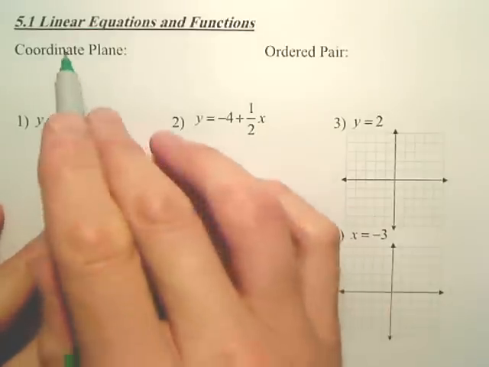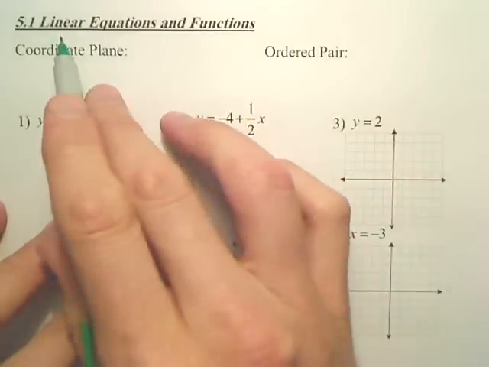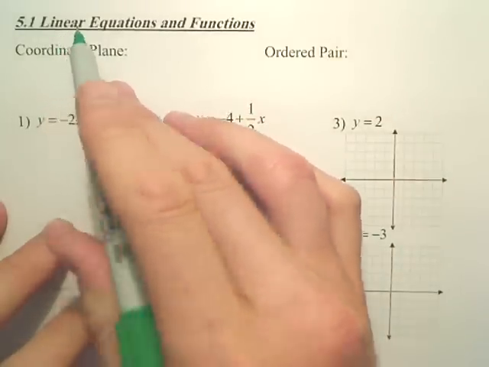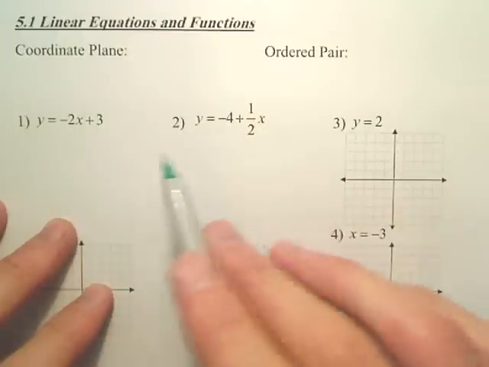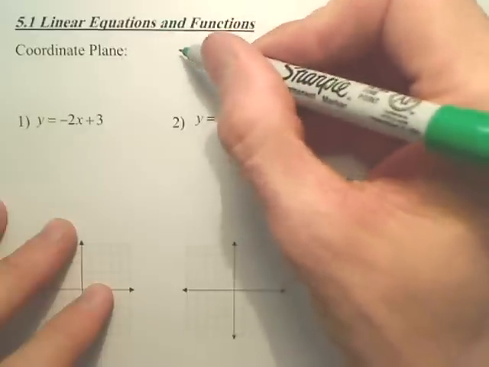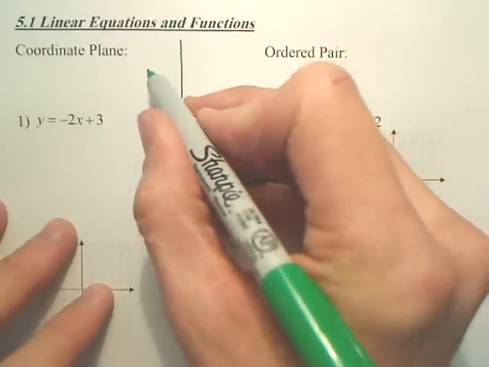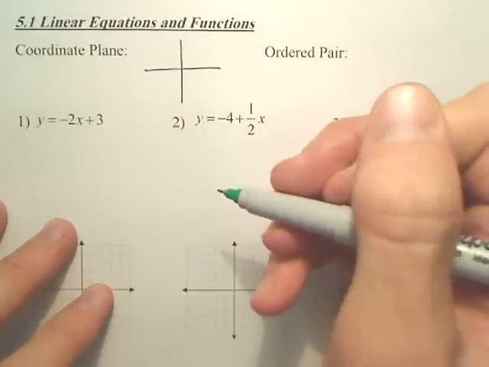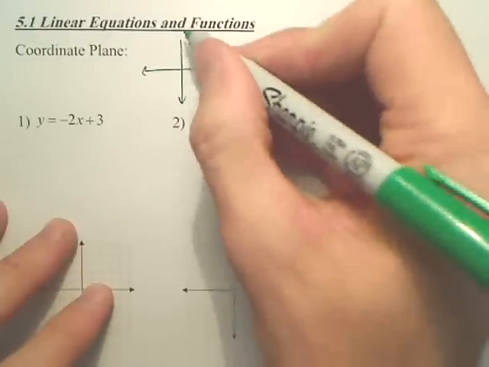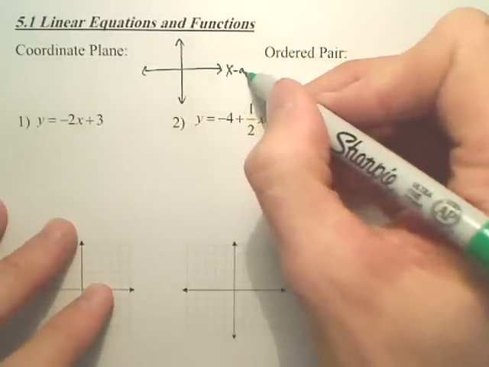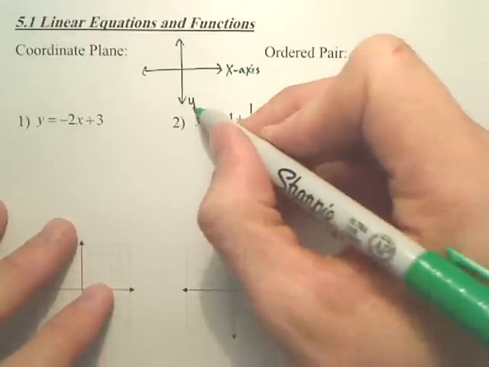Okay, you guys. Linear equations of functions. Linear means line. So, all of these make lines, these four graphs. A coordinate plane are two sets of axes. This is your x-axis. This is your y-axis.